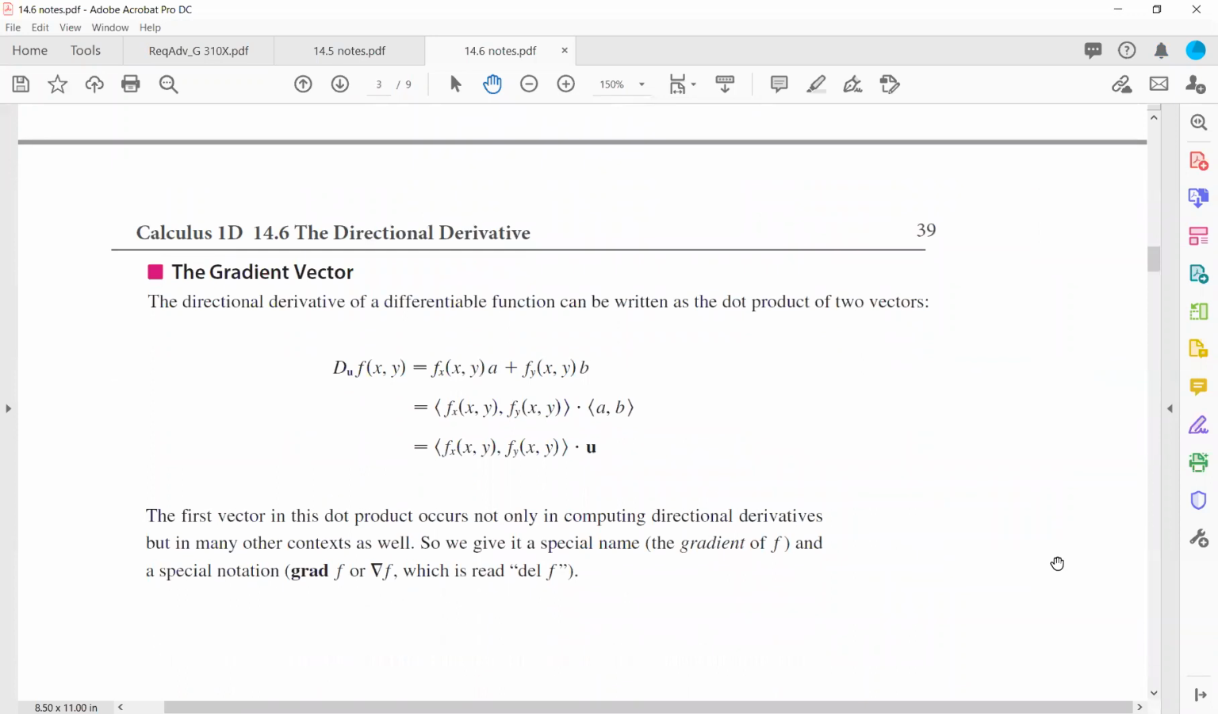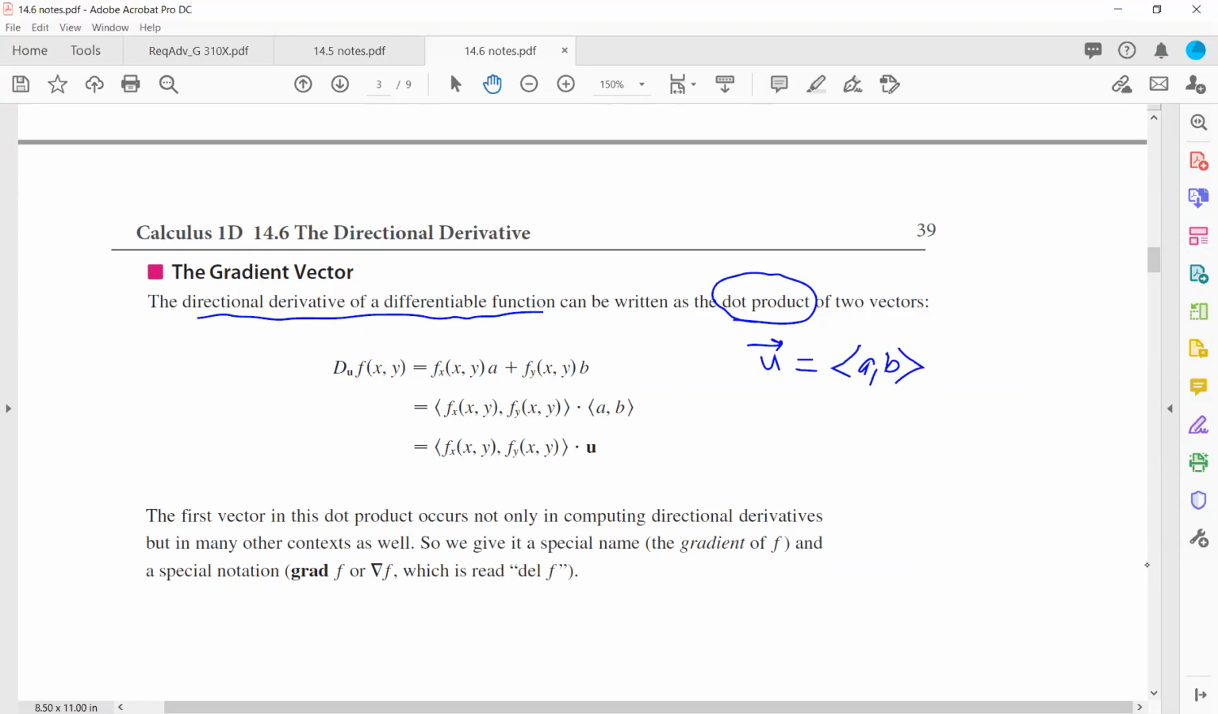Okay, the directional derivative of a differentiable function can be written as a dot product. You are using all the information that you learned from previous calculus courses and trying to apply it to write new formulas, new definitions in a nicer format. The directional derivative of f with respect to variables x and y in the direction of u is f_x times a plus f_y times b. Remember that u is defined as a and b.